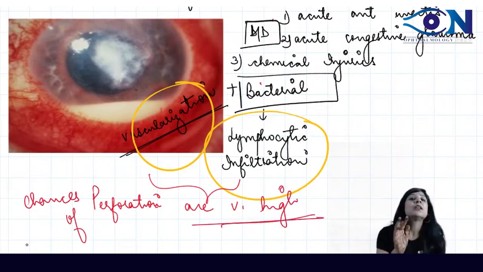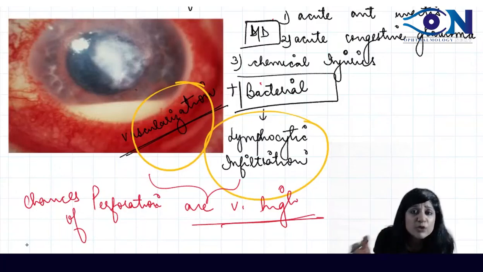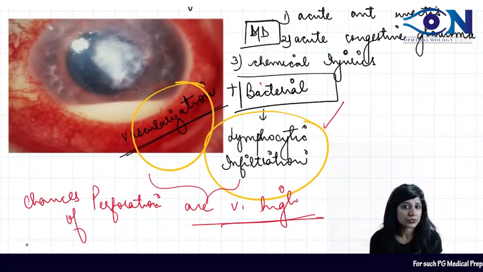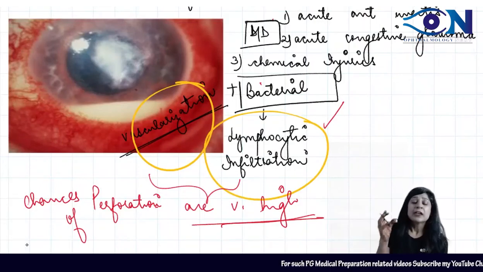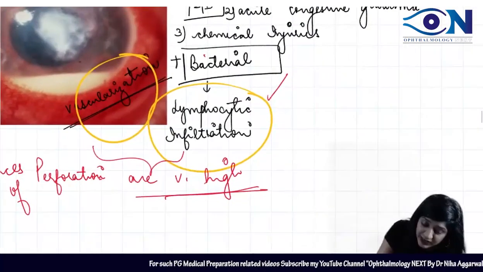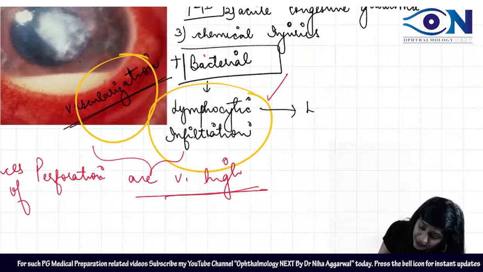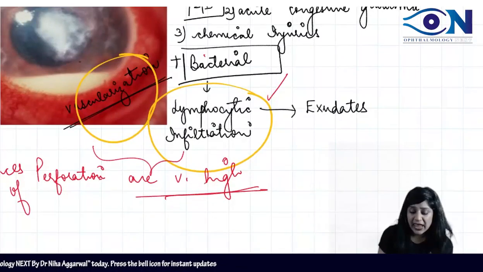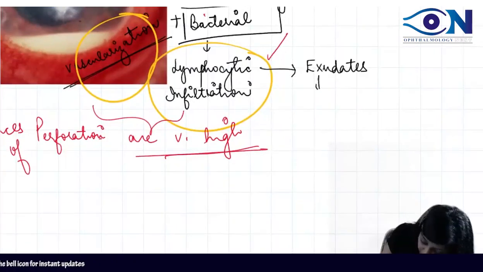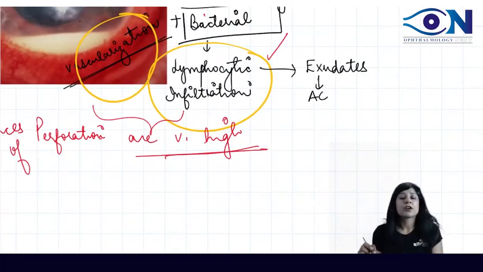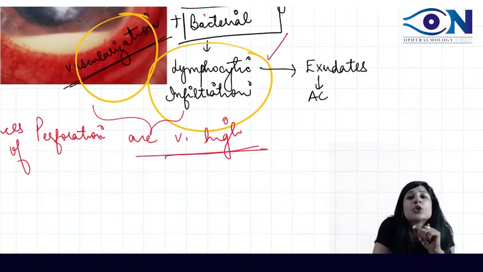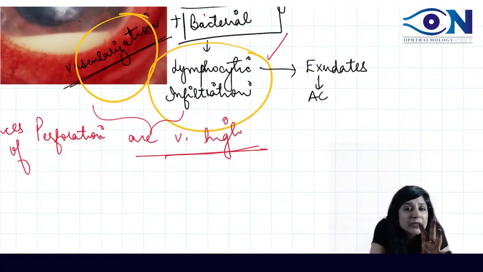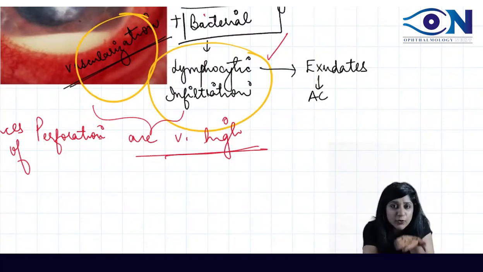This is a simple logic behind the bacterial ulcer. In bacterial ulcer you have lot of redness, lot of vascularization, lot of lymphocytes due to the response to bacteria. Now, if I have lot of lymphocytes, I will have lot of exudates. And if these exudates are going in the anterior chamber, always remember the story of the thirsty crow. What will happen? The pebbles will settle down and water will come up.